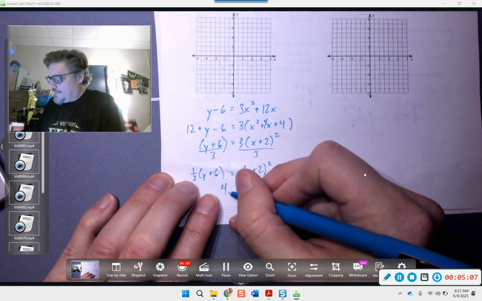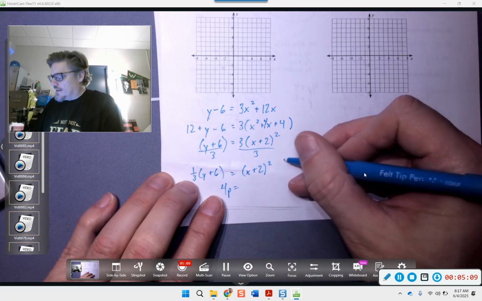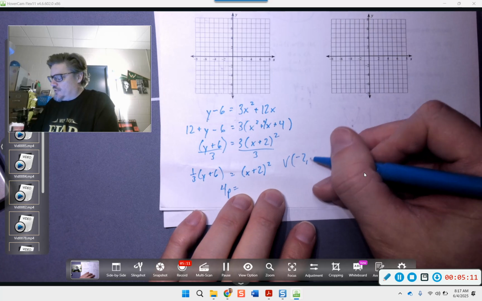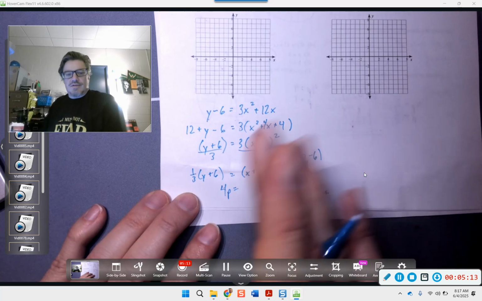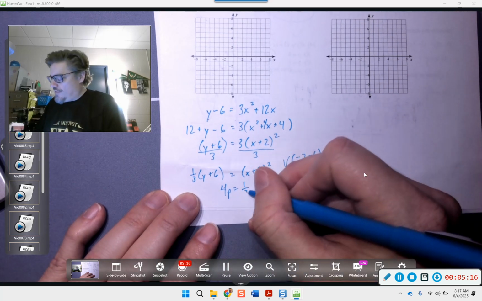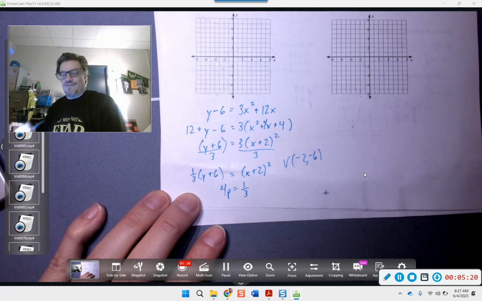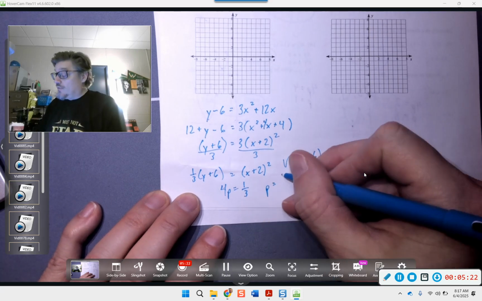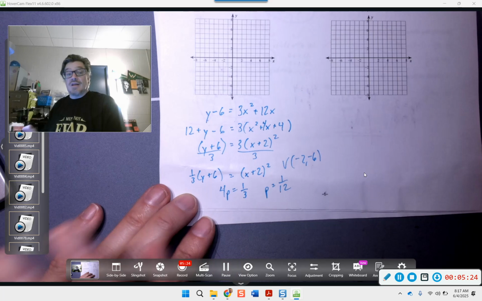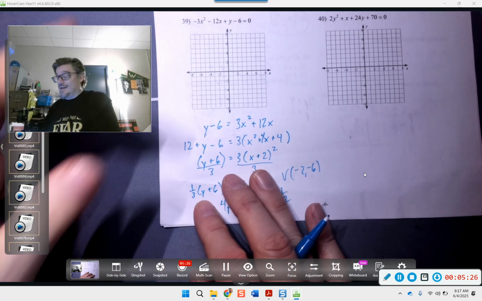So 4p, now I already know the vertex now. It's going to be -2, -6. Those are my parentheses. But 4p has to equal 1/3. So if I divide both sides by 4, I'm going to get p equals 1/12. So he's going to open up quite wide because the focus is going to be very close.